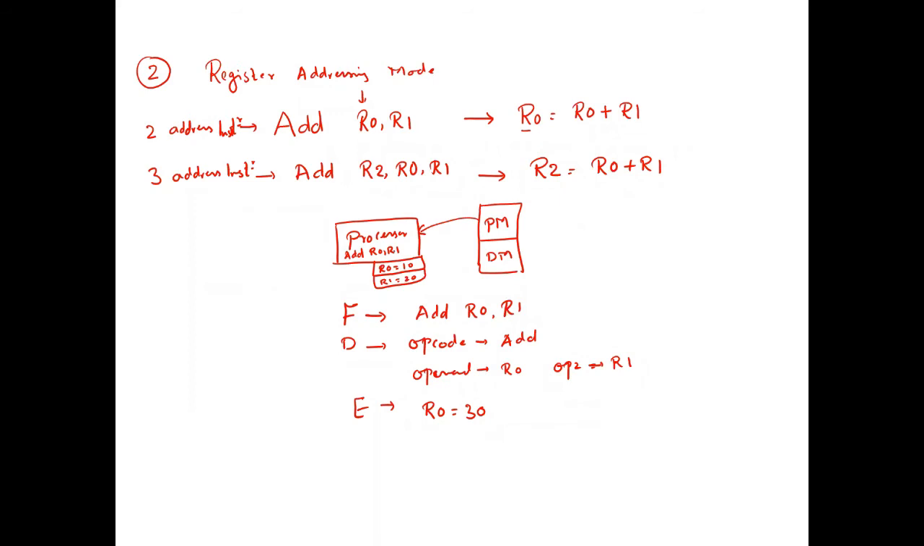Now this way of accessing the data by the processor is termed register addressing mode, right? So in register addressing mode, the data resides in the processor's registers. Another type of addressing mode is direct memory addressing mode. What is direct memory addressing mode?